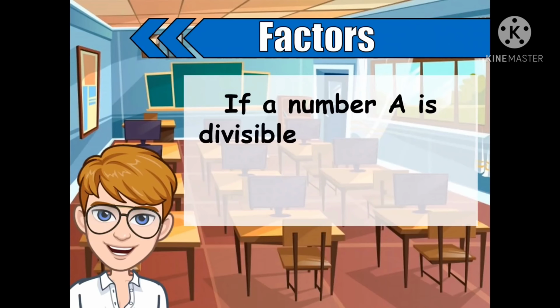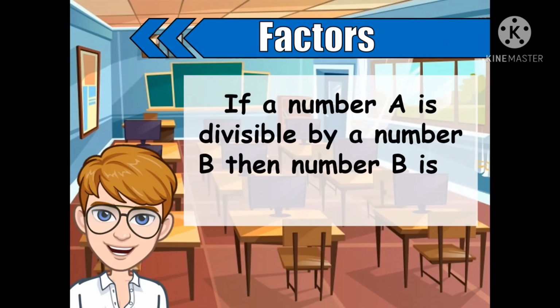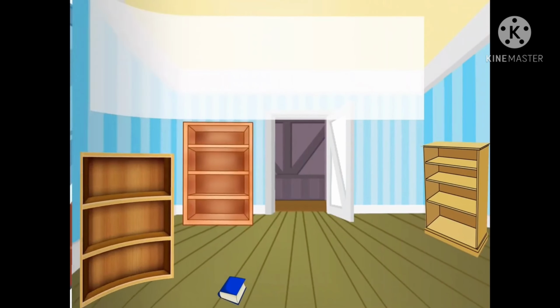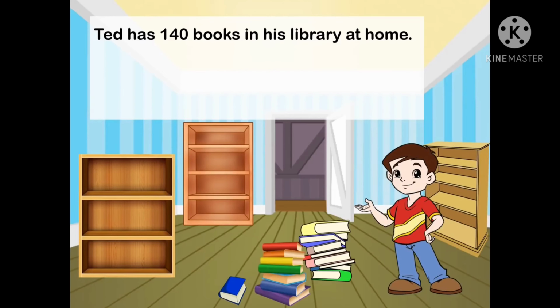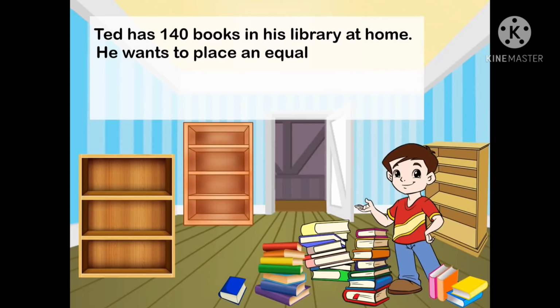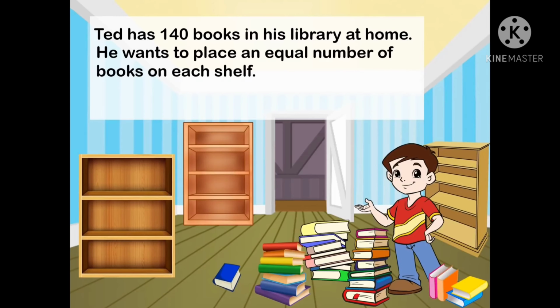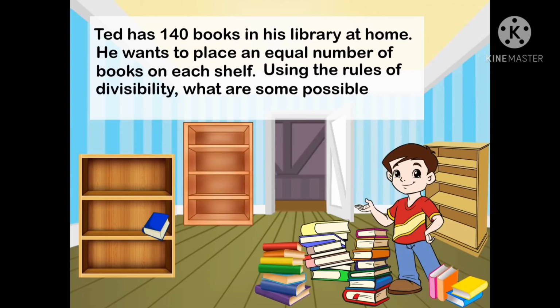Factors. If a number A is divisible by a number B, then number B is a number A factor. For example, Ted has 140 books in his library at home. He wants to place an equal number of books on each shelf. Using the rules for divisibility, what are some possible number of shelves Ted could use?